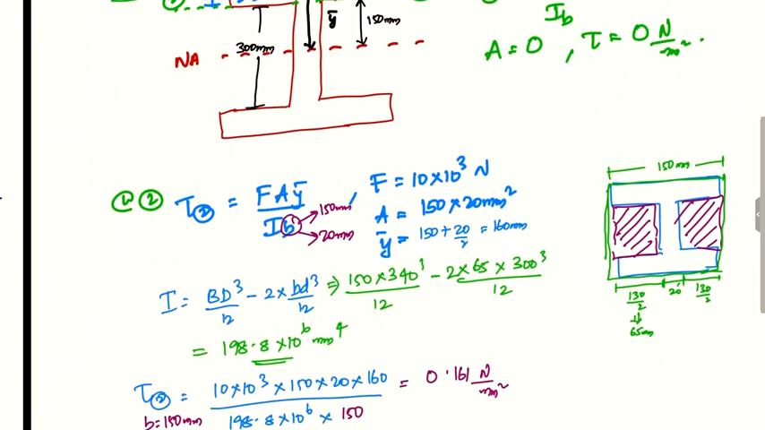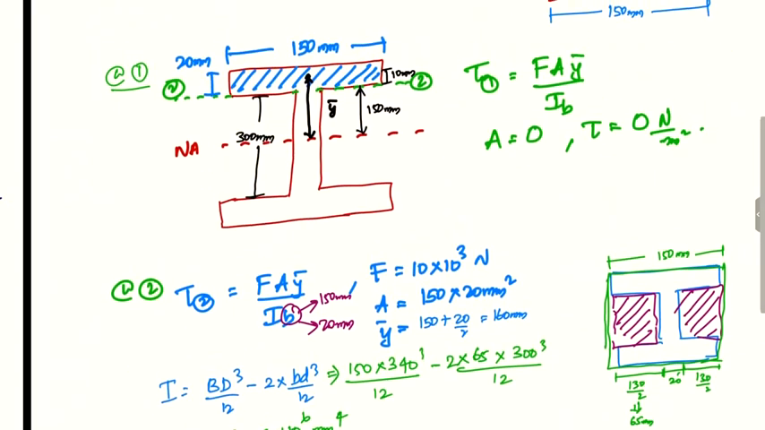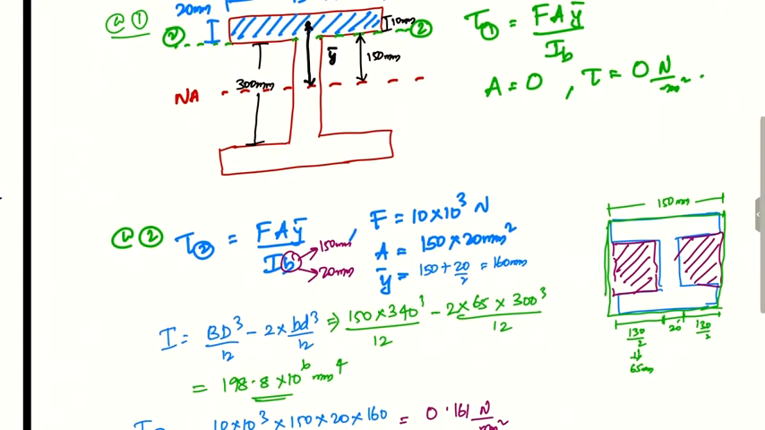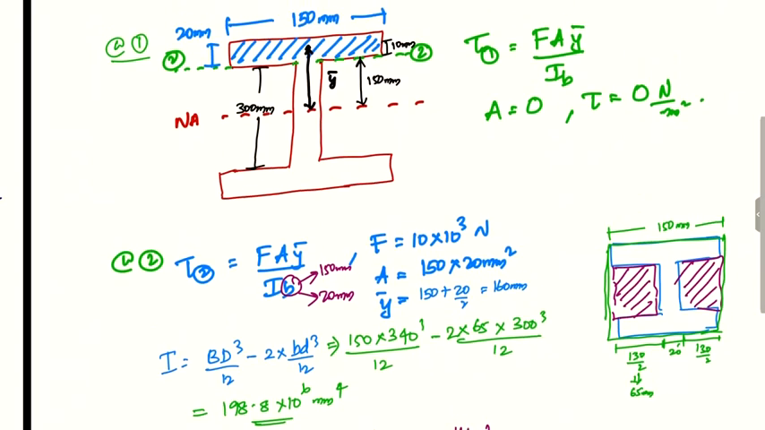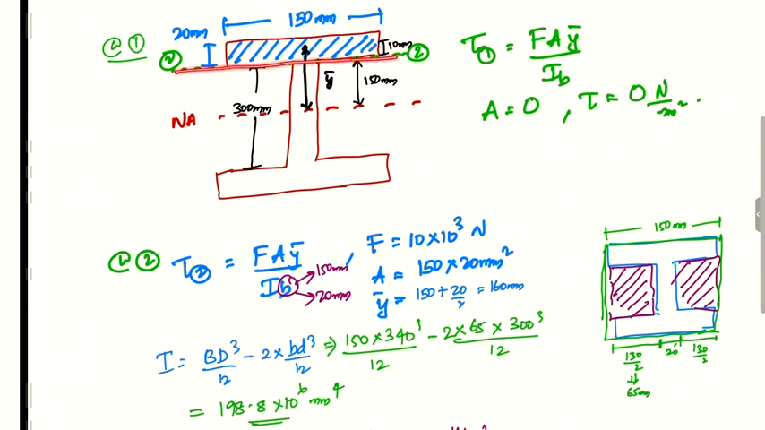Have you understood up to here? We have considered the section over here. Is it fine? There, you know the value for tau is F A y bar divided by I b. Have you understood how to get the value for F, A y bar and I? So only the thing is the value for b. When you consider section 2-2, you have a b value of 150 as well as a b value of 20 also, right?